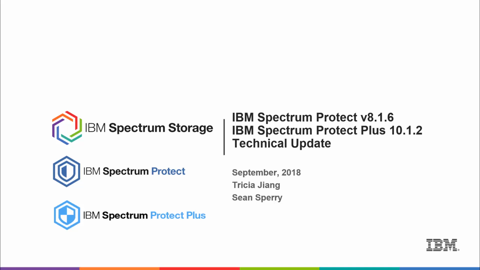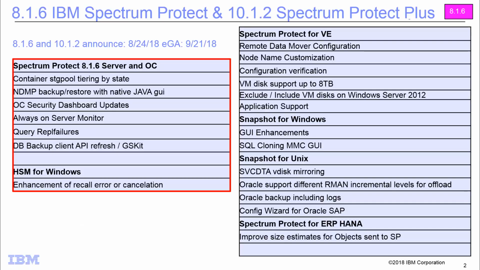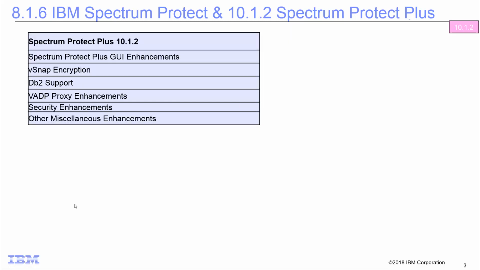I'm Trisha Jong, and along with my colleague Sean Sperry, we'll give you a technical update on what is new in IBM Spectrum Protect, which was announced on August 24th of 2018 and GA'd on September 21st of 2018. I'll be going over the Spectrum Protect Server and Operations Center, as well as the HSM for Windows enhancements, and then I'll turn it over to Sean to go over Spectrum Protect for VE and Spectrum Protect Plus enhancements.